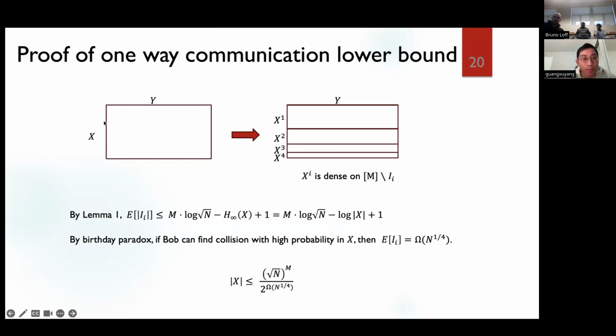This is the same like a rectangle. This is the input of x, conditioned on a message, and we do some partitions, and xi is dense on this central set. So by number one, we can prove that the expected size is small, upper bounded by the min entropy loss of x. So by the birthday paradox, if Alice can find a collision with high probability, then we must have that the expected size is large. This is by the birthday paradox. It's a similar argument to the normalized protocol.